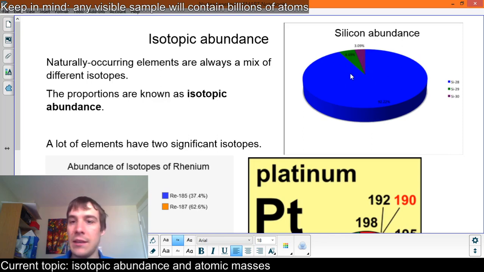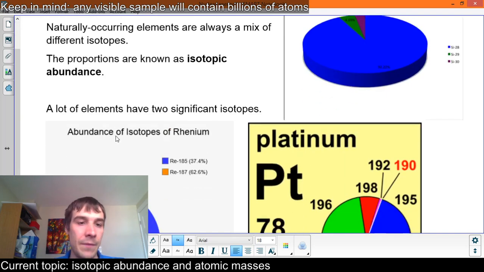And that's not like we'll find a chunk of silicon somewhere and that particular chunk is 28 and a different chunk somewhere else is 30. No, every chunk we find is 92% silicon-28, 5% silicon-29, and 3% silicon-30. So this kind of suggests that they all formed at the same time in the same place. So silicon's an example of one where there's a majority of one particular isotope. Carbon is another example. 99% of it is carbon-12, and only about 1% of it is carbon-13.